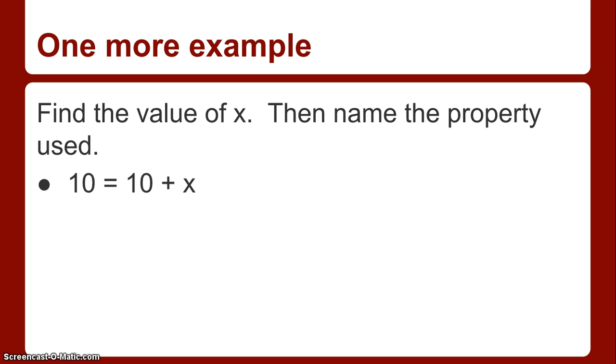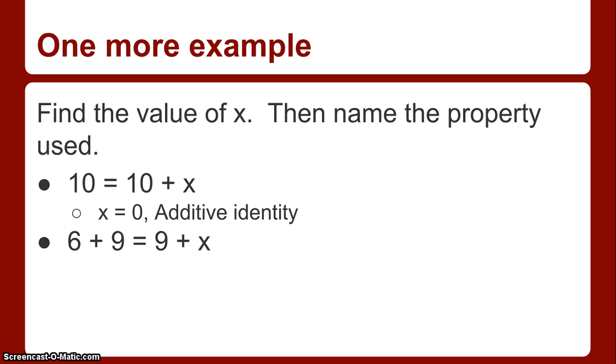Here we go. 10 equals 10 plus x. What does x have to be? Come on, you know this. Come on, what does x have to be? 0. Now, which one of the properties says that you can do that? That when you add 0 to something, you do not change it. Additive identity. X is 0. That's the additive identity property.